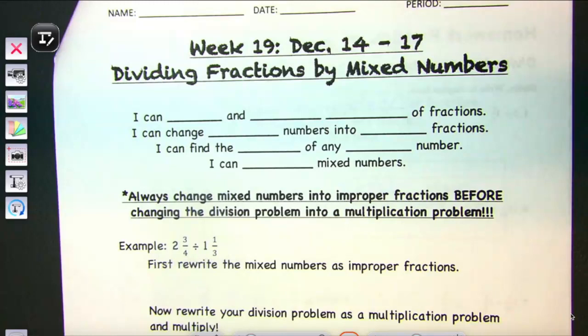We are in week 19, December 14th through 17th. Our topic for this week is dividing fractions by mixed numbers. We actually have 4 I can statements this week.